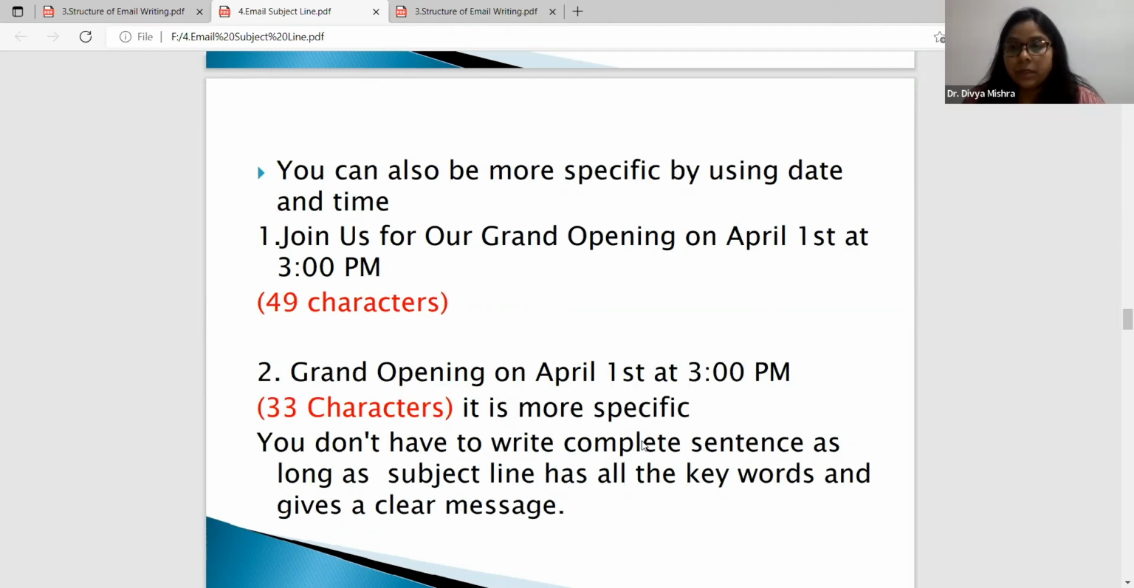Okay. Gaurav Kumar, in the first one, they are inviting us. Yes, that is the difference. The second one is, you can say more specific because it has less number of words. All right. So people can get confused, right? Whether you are inviting that particular person or not. So the first one, join us for grand opening on April 1st, 3 p.m. seems a clear message from a sender to the receiver. Okay. So you need to just remember one thing, you should try to write maximum 50 characters in your subject line. It should not cross 50 or maximum 55, not more than that.